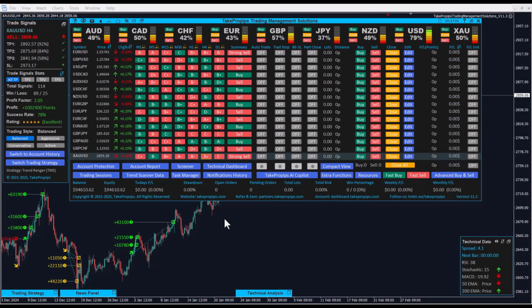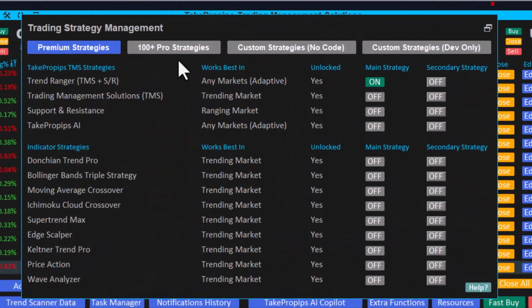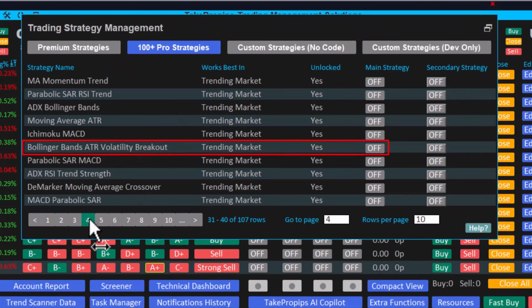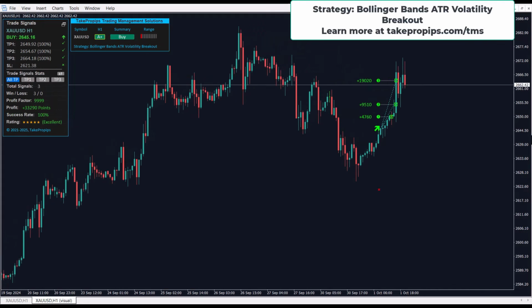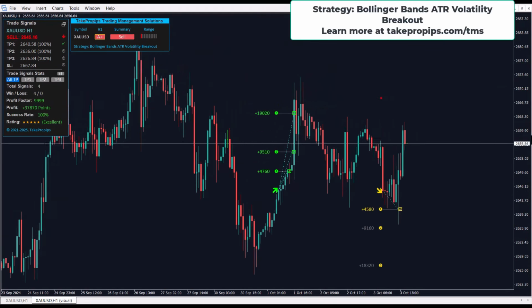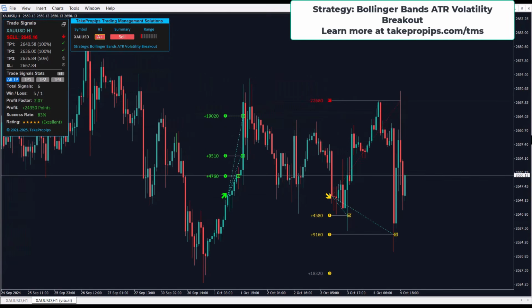Today we're testing the Bollinger Bands ATR volatility breakout strategy for 100 trades on XAUUSD using the 1-hour time frame. Gold can make some pretty aggressive moves, so I want to see how well a strategy designed specifically to catch volatility breakouts performs over a full 100 trade test.